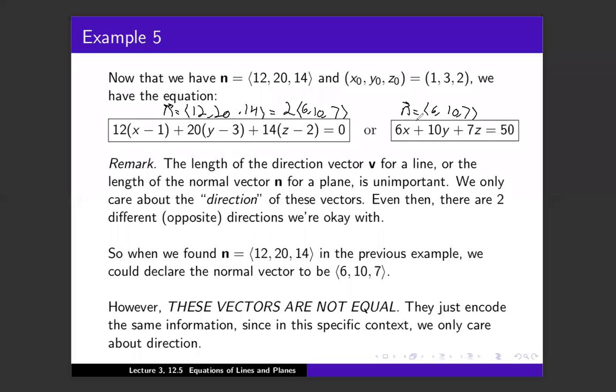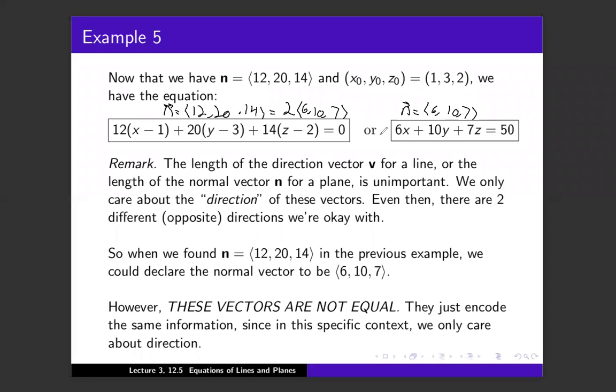Are they both normal vectors? I mean, can they both be normal vectors? Sure, they're parallel. If one of the vectors is orthogonal to the entire plane and the other vector is just parallel to it, you can think about that for a second and you'll realize that both of them are going to be perpendicular to the entire plane. We don't care about the length of the normal vector, and for that matter, the length of the direction vector for lines, that's not important. We don't care about how long it is. We only care about the direction of these vectors. Even considering the direction, there are really 2 different directions that we're okay with, just opposite directions.